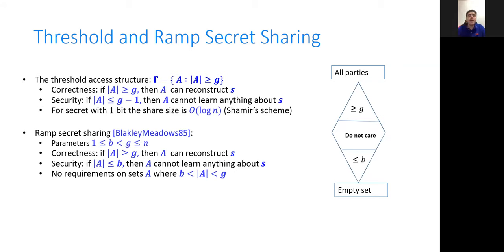This means that the RAM secret sharing does not fulfill the definition of the access structure that we mentioned, since some sets are not authorized and not unauthorized. RAM secret sharing introduces an improvement compared to threshold secret sharing for some parameters. It can be realized with share size order one, and for every parameter, we can get shorter share size.